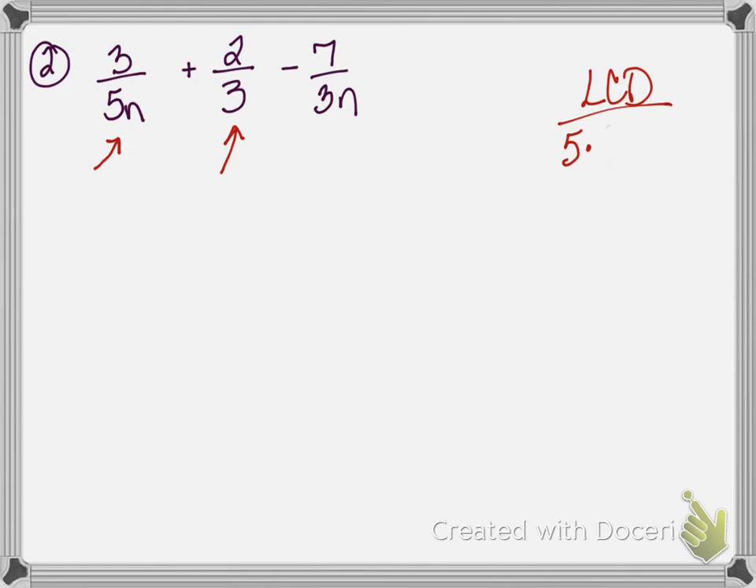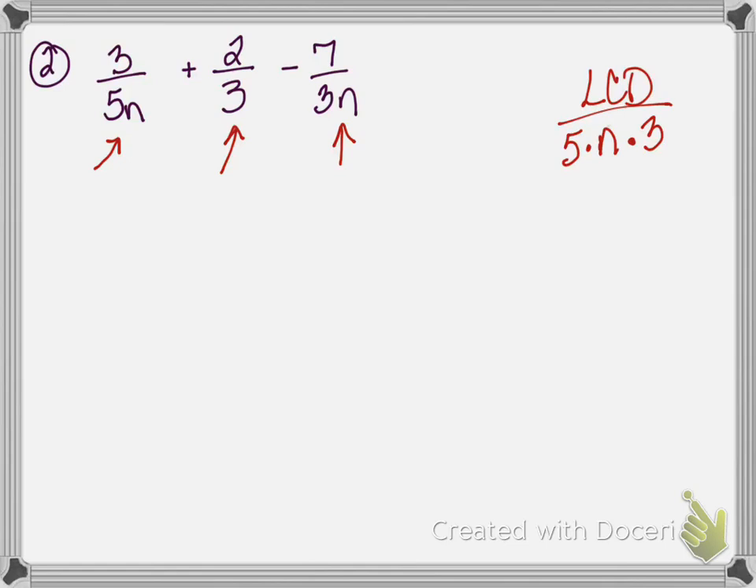I don't know why I wrote 5 times 3. I guess my brain was working a little too fast. 5 times n is from my first rational. The 3 is from my second rational, and I don't have that written down yet, so I need to write it down. My third rational has a 3 in it and an n in it, and both of those are already accounted for.